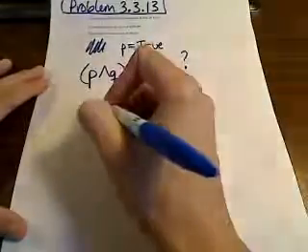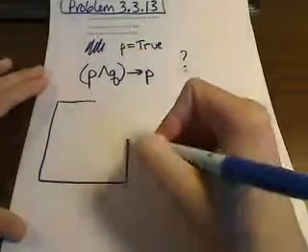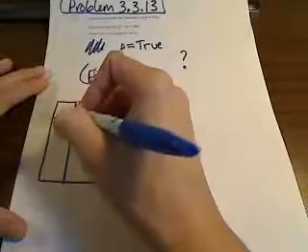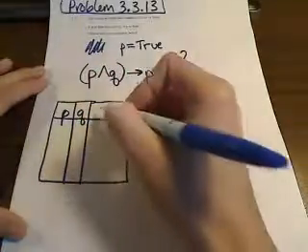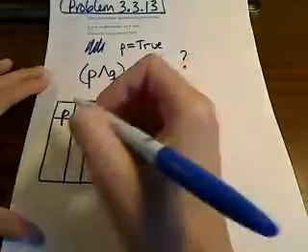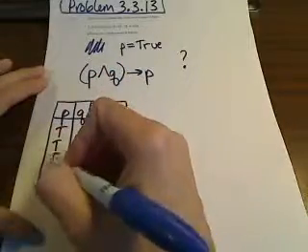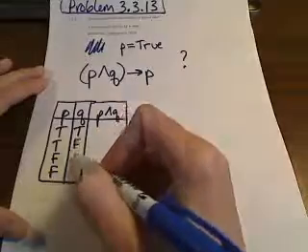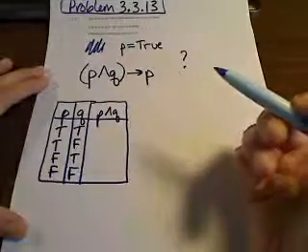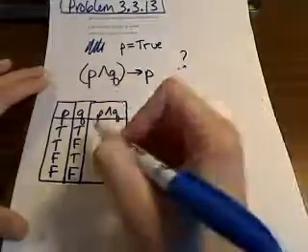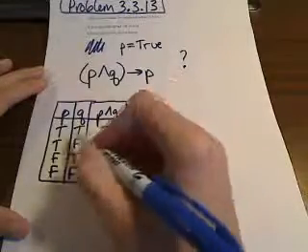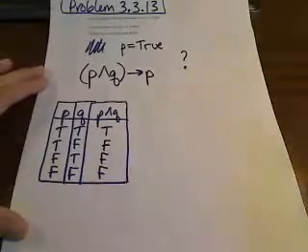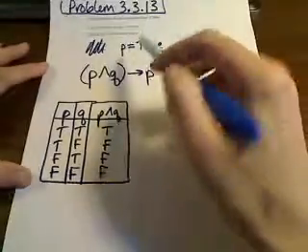So let's just look at our basic conjunction chart here. P, Q, and P and Q. Remember, you always start P out as true, true, false, false, and then Q is true, false, true, false. In our conjunction table, remember, the only time the AND is true is when both of them are true. So the rest of these will be false.